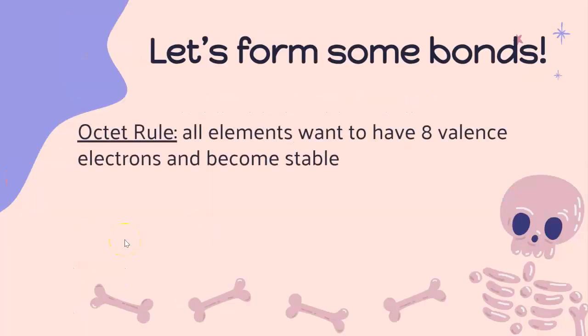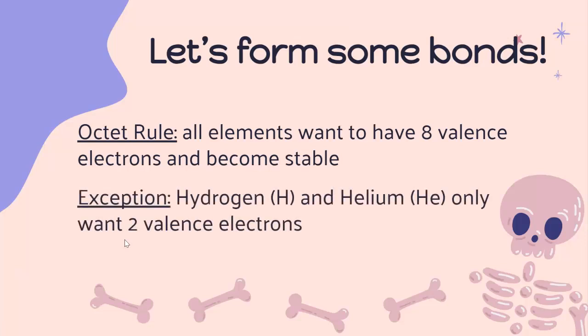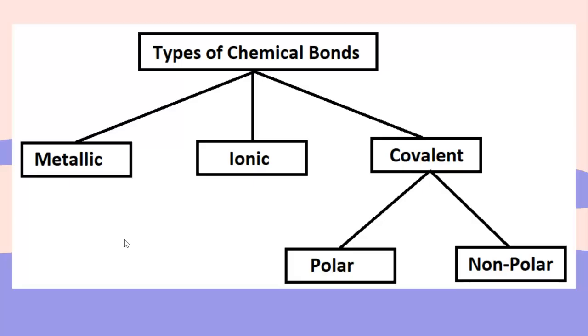Starting with our octet rule, which is the reason why we have bonds to begin with. The octet rule states that all elements want to have 8 valence electrons in order to become stable. The only exception to this rule is hydrogen and helium, which only require 2 valence electrons. There are 3 types of chemical bonds: metallic, ionic, and covalent. Covalent bonds can be further broken down between polar and nonpolar.